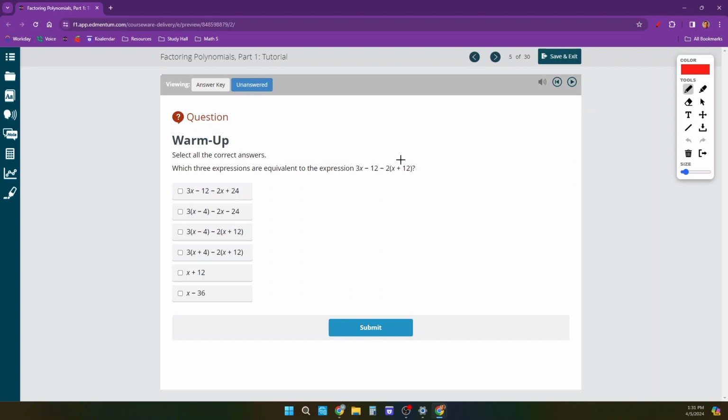So off the bat, it looks like we could distribute this back end of the expression. So that would be negative 2 times x plus 12. So we distribute the negative 2. Negative 2 times x would be negative 2x. And then negative 2 times 12 would be minus 24. And the rest would drop. So that would be 3x minus 12 minus 2x minus 24. Which, let's see, 3x. I thought we would have gotten this, but that's a plus 24 versus our minus 24. So this one is actually not going to be one of our answers.